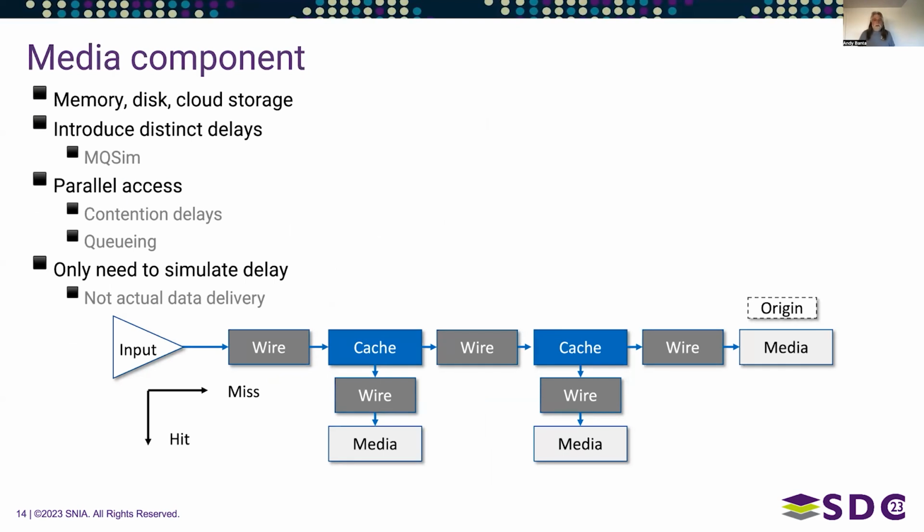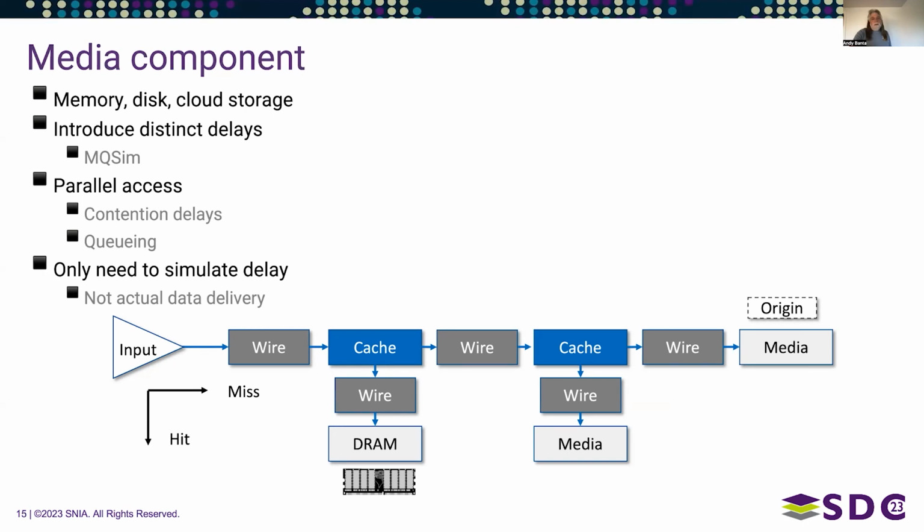One of the simulators that we actually have is called MQSim, which simulates SSD. It simulates contention and queuing and the latency that would be necessary to get data off of an SSD. The same would be true of like a RAM simulator or a disk array simulator. And again, I mentioned that we only need to simulate the delay. We don't actually have to have a storage device that has all the information that you would want in your system. All we're trying to do is figure out the best way to get rid of latency in your system.